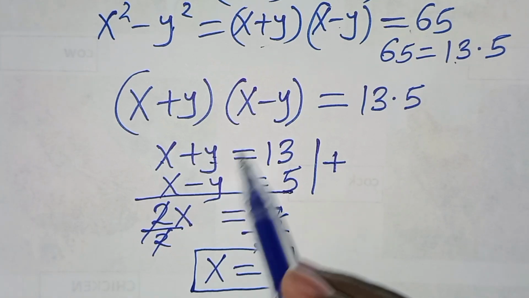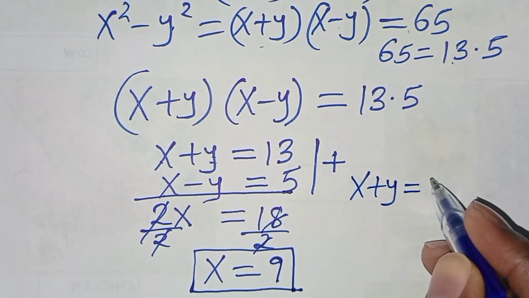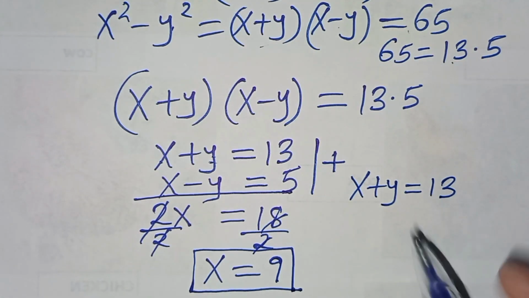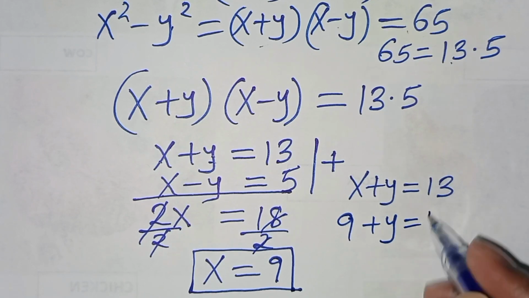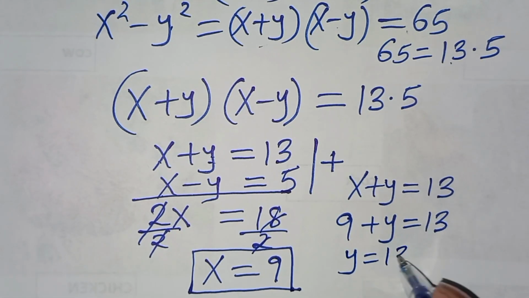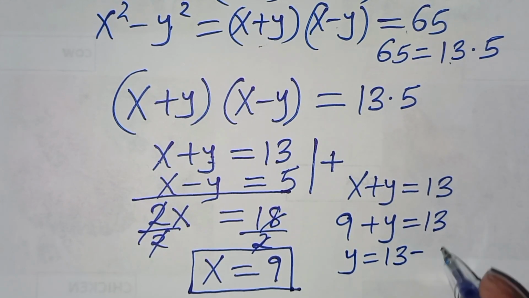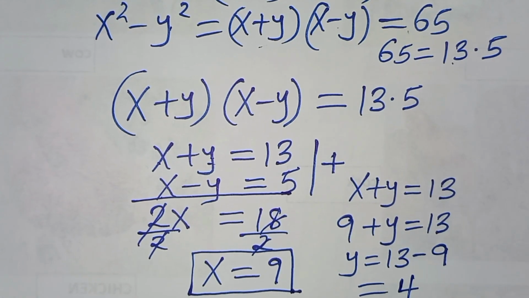Now let's get the value of y. We have that x plus y, this is equal to 13. So we have 9 plus y, this is equal to 13. So y is equal to 13 subtract 9. And this is basically equal to 4.